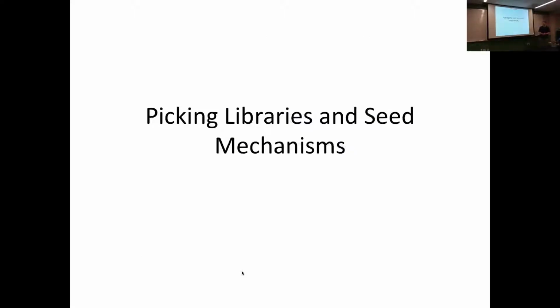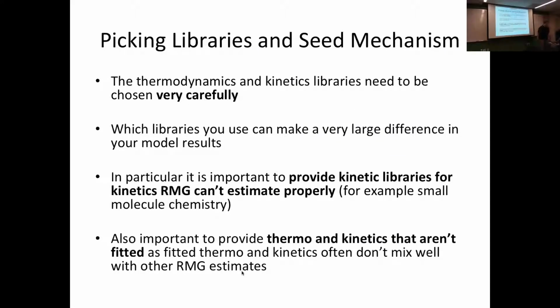I would say this is one of the most important parts of this lecture, which is deciding what libraries and seed mechanisms to use. And this is probably some of the most important part of any time you start using RMG: what data should you give it to begin with, and how are you causing it to build stuff. And it can be done very, very carefully.